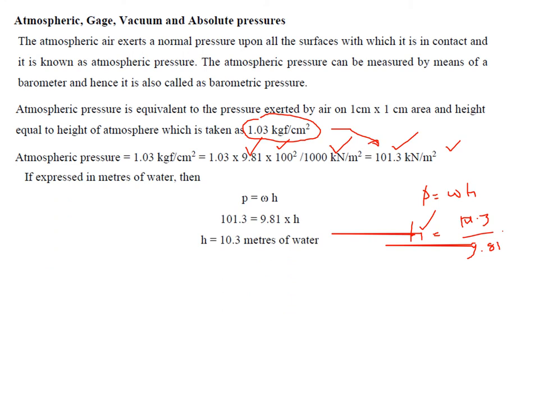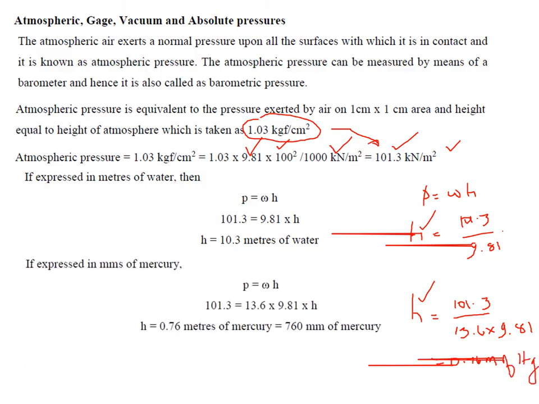Suppose I want to express it in terms of millimeters of mercury, then H will be, first take this pressure, you know that it is a standard value, which is 101.3, but since we are measuring in meters of mercury, the specific weight of mercury is 13.6 into 9.81. So this gives 0.76 meters of mercury, or 760 millimeters of mercury. So therefore we always say that the barometric pressure is 760 millimeters of mercury.